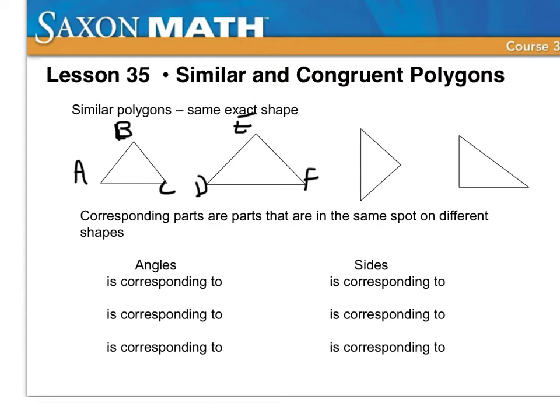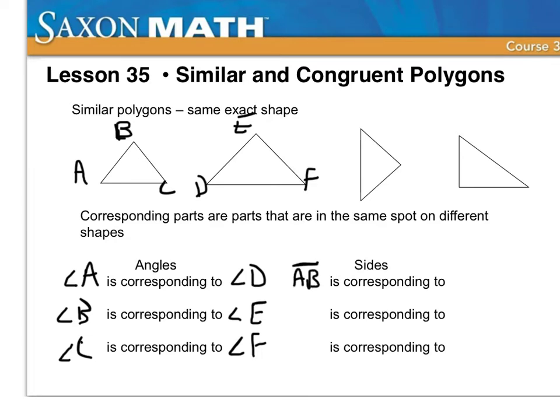If I look at angle A, angle A is corresponding to angle D because they're in the same spot on the different shapes. Likewise, angle B would be corresponding to angle E, and angle C would be corresponding to angle F. Now sides. Side AB would be corresponding to side DE because they're in the same spot on the different shapes. Side BC would be corresponding to side EF, and side AC would be corresponding to side DF.